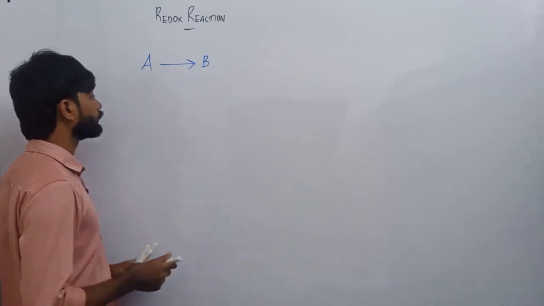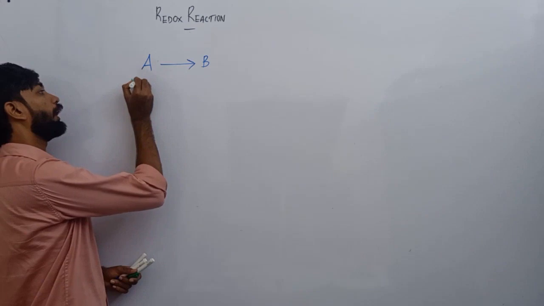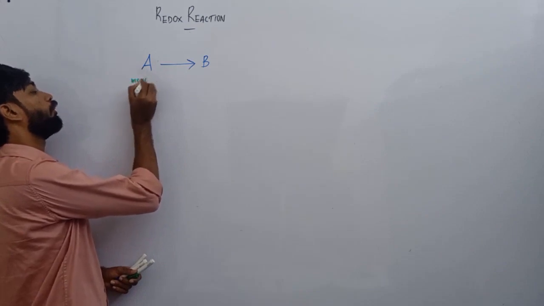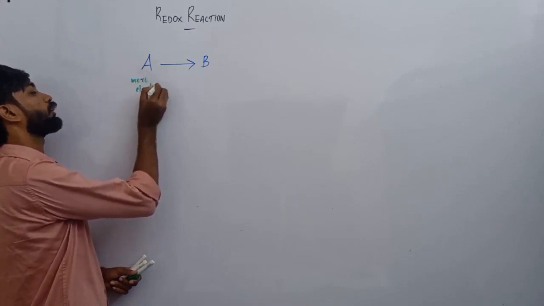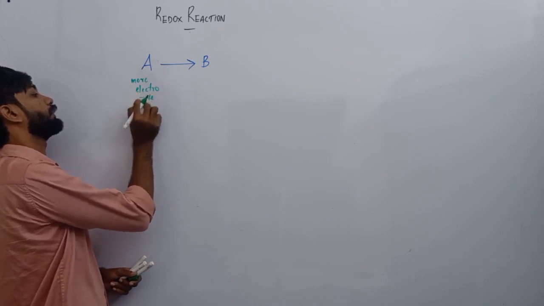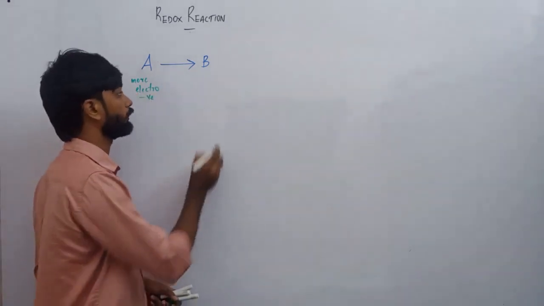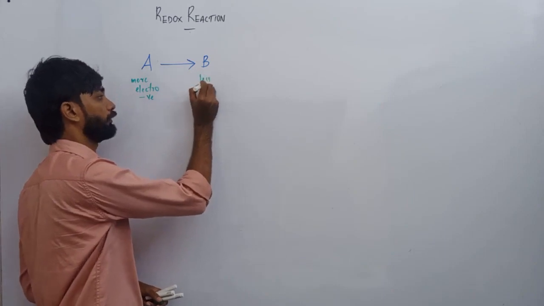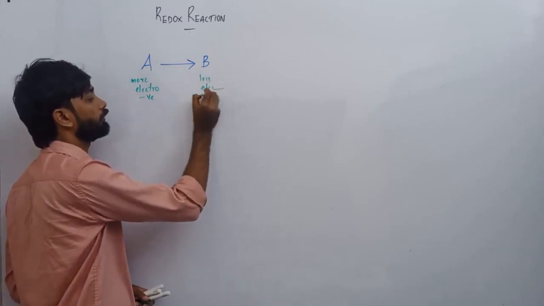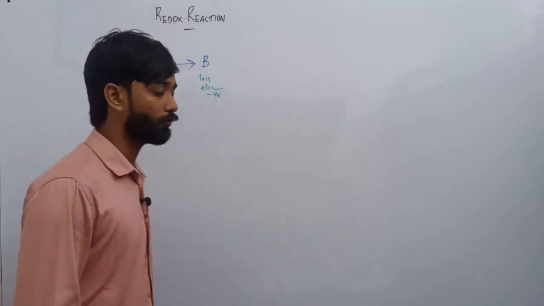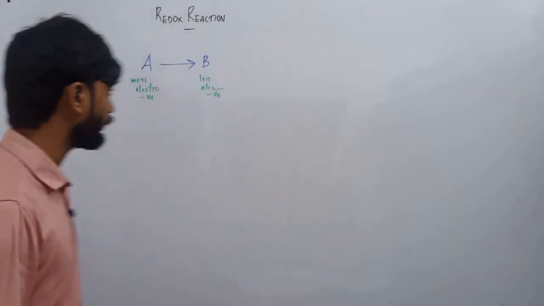The condition is that A is more electronegative. Listen. A is more electronegative, relatively, and less electronegative is your B. So there is a coordinate bond, listen carefully, from a more electronegative atom to a less electronegative atom.